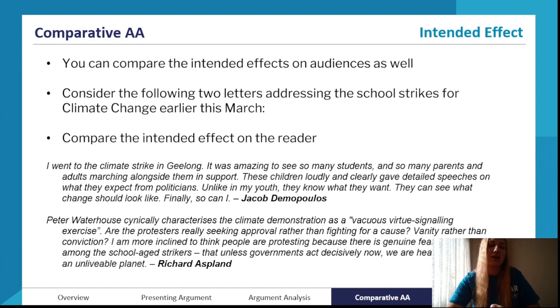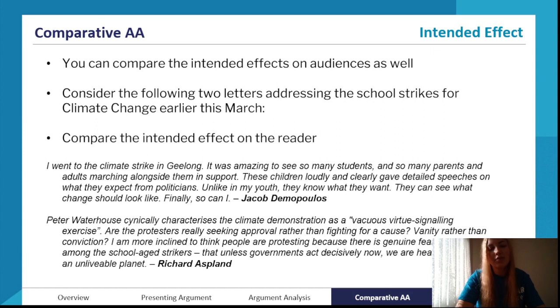So we're going to start seeing this in practice with intended effect to begin with. So we'll read these 2 letters addressing school strikes for climate change earlier, and compare the intended effect on the reader. So think about how they're similar and how they're different, which would allow us to make that comparative link.